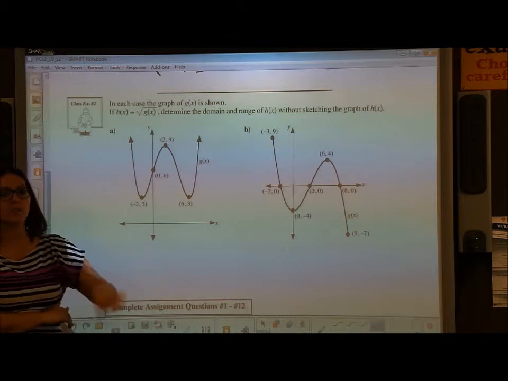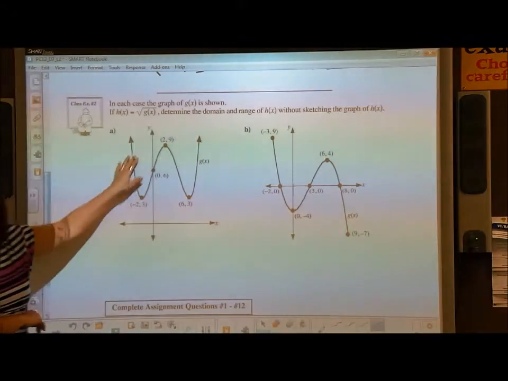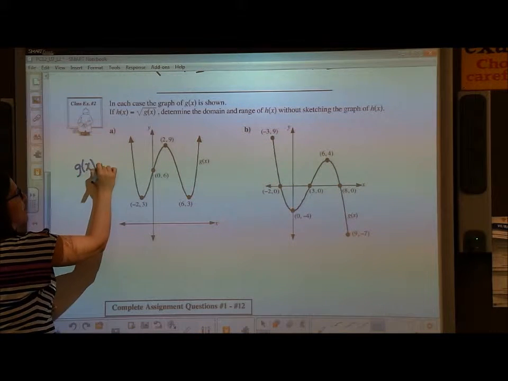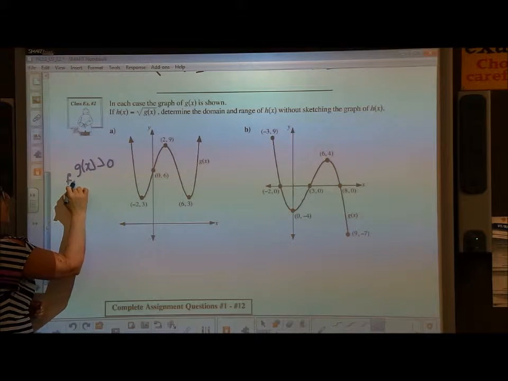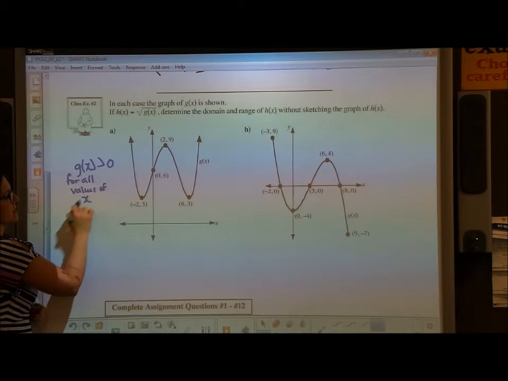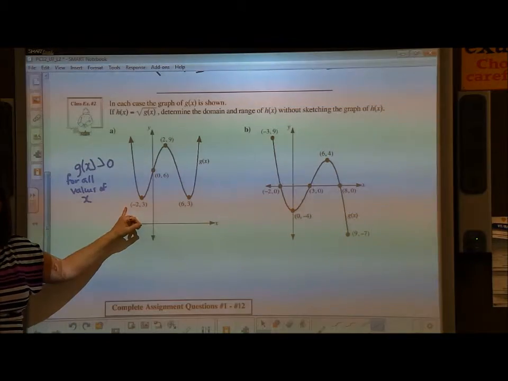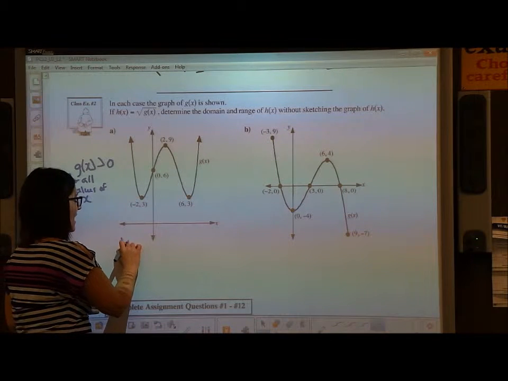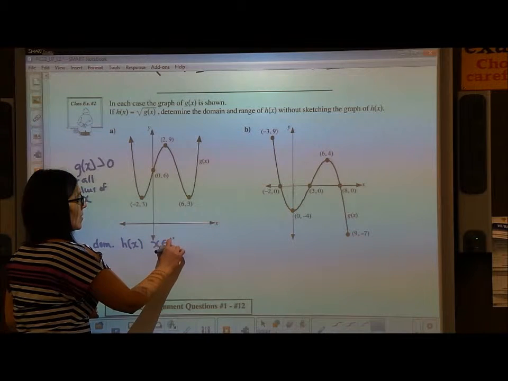Okay. And what can you tell me about this function? Where is this function situated? Above the x-axis. So what that means is that g of x is always greater than 0. So g of x is greater than 0 for all values of x. That means that the domains can be the same. So that means if the domain of g of x is a real number, the domain of h of x would be that x could be a real number as well.